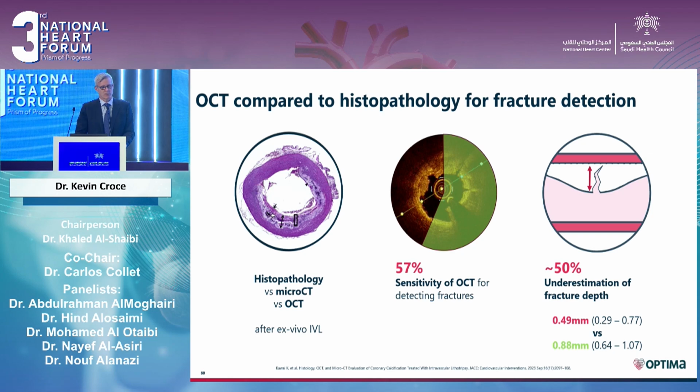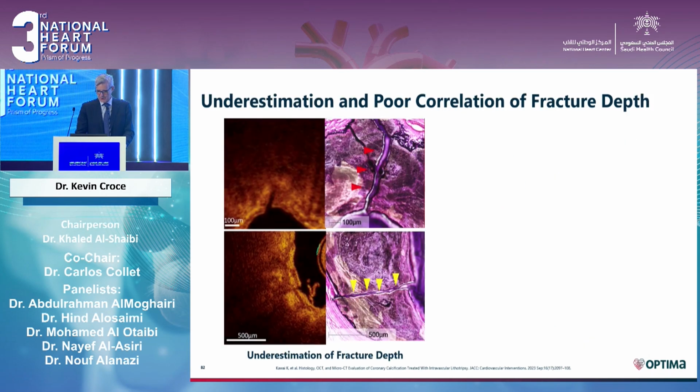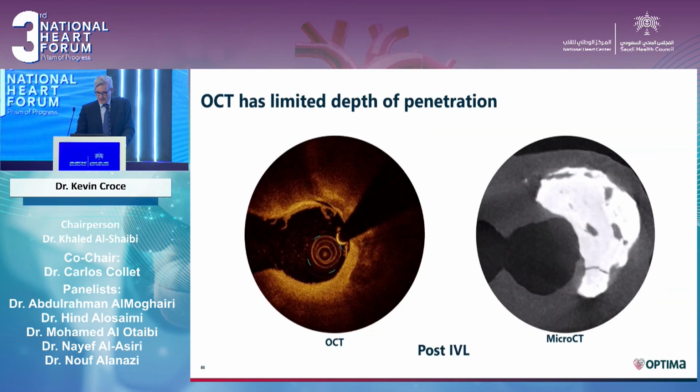And that's where our use of one-to-one sized NC balloons to test balloon expansion can be an adjunctive tool to see if it's time to stent. There's poor correlation with fracture depth with OCT, as I told you earlier, and you can see that in a graphical way where often depth measured by histology does not necessarily correlate quite well with what we see on the OCT.